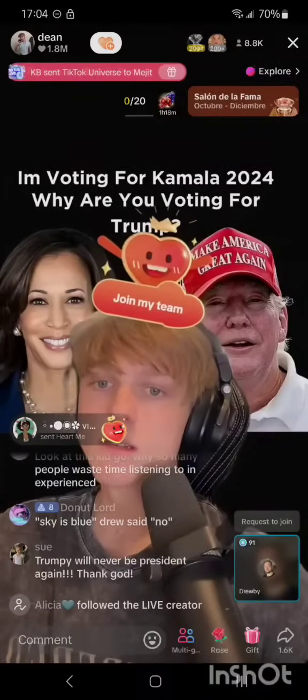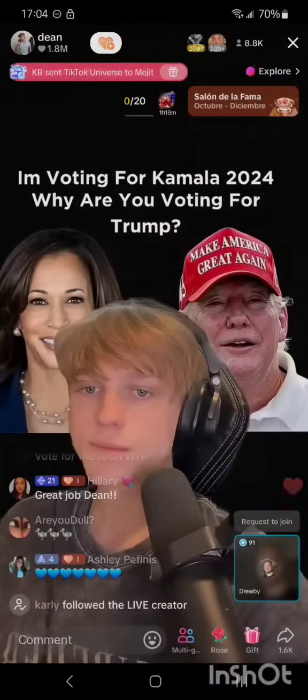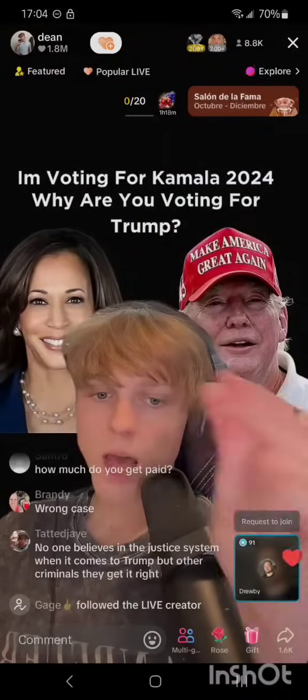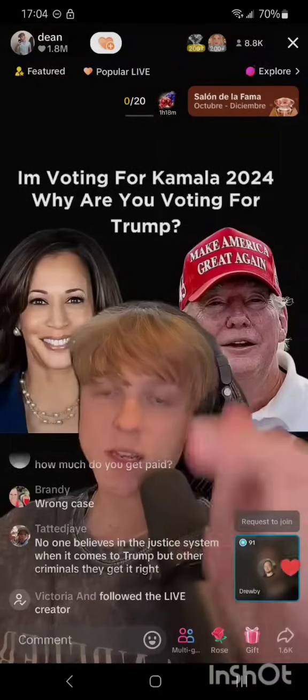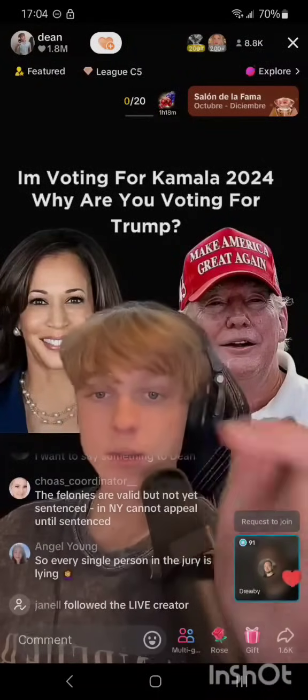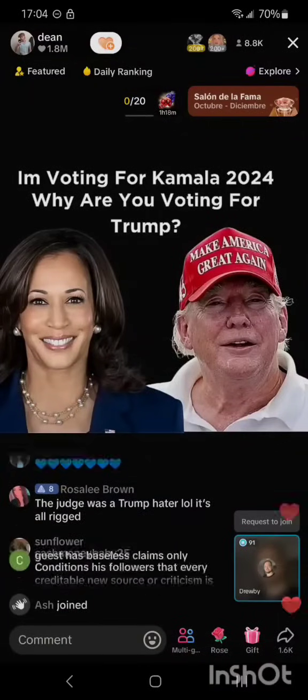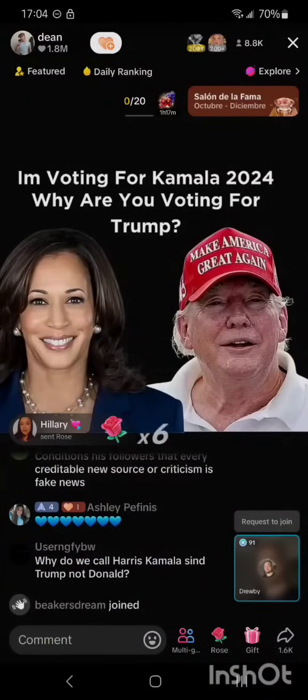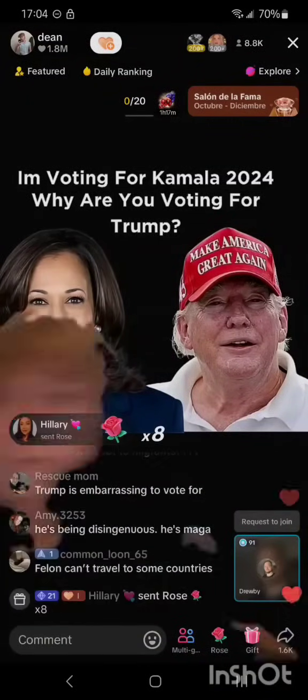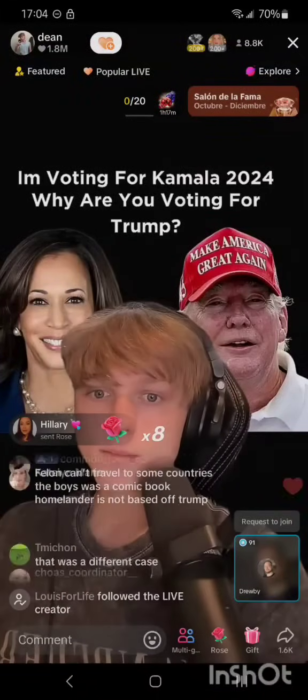So he was convicted of defrauding a bank, which he didn't do. That would be the civil suit for fraud. No, I'm talking about the criminal suit for 34 felonies. Yeah, I don't know anything about that. I thought that was all-encompassing.